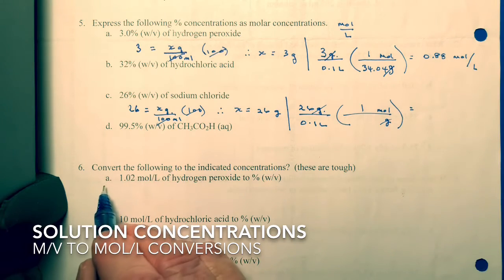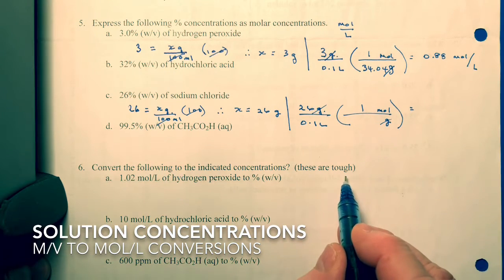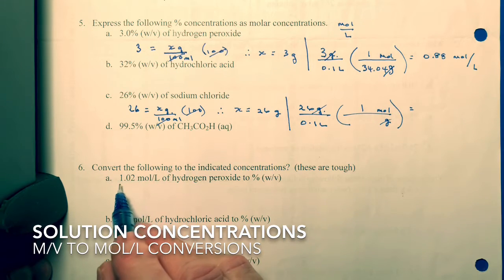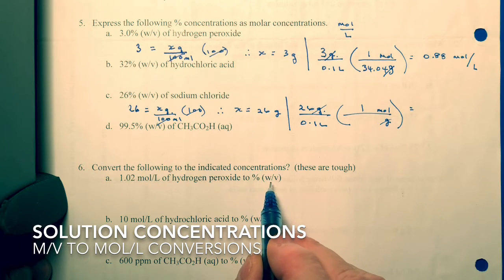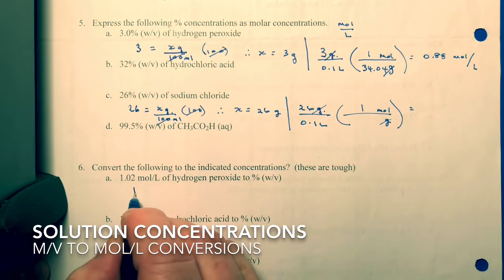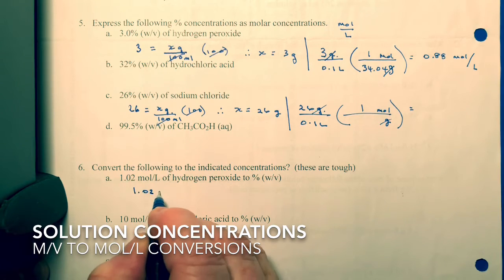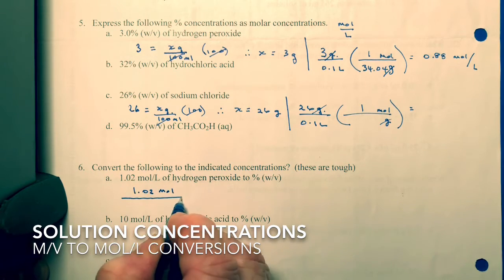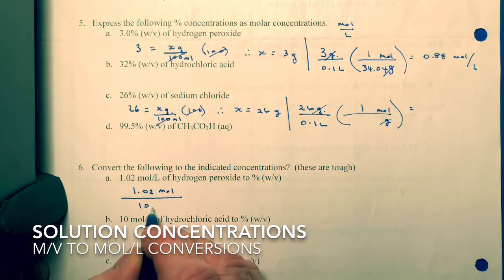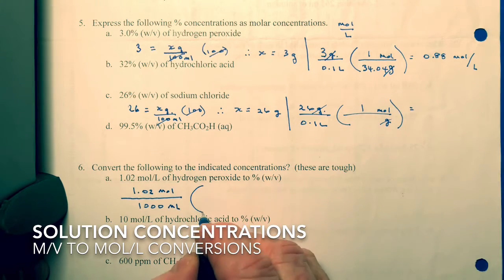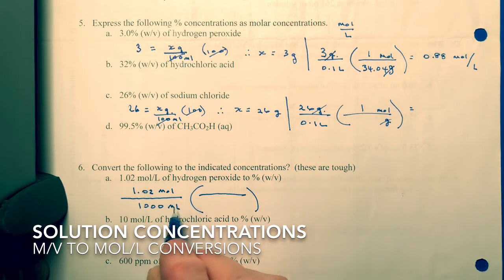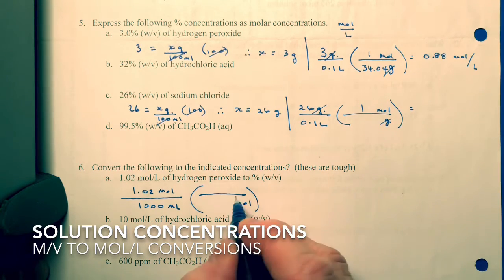Let's try 6A. Now, these are said to be tough, but they're not really. They're really quite straightforward. So what we're going to do is take a look at that 1.02 moles per liter, and we want to get it into percent, grams per 100 mils, basically. So the first thing you're going to do is recognize that that's 0.02 moles per, what is this here? It's per liter, so now we'll get it into mils per 1,000 mils. No problem. Guess what we're going to do now? We want to get rid of the moles. So this time, moles will go at the bottom. Grams will go up here.